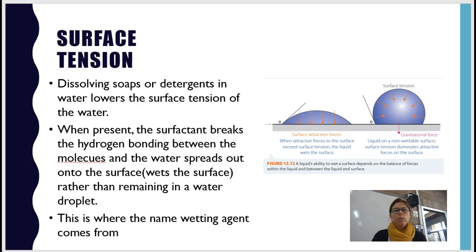So here, when we dissolve those soaps or detergents into the water, it lowers the surface tension. What actually happens is the surfactant, so the soap, that's another name for a soap or a detergent, breaks the hydrogen bonding between the molecules, and the water spreads out across the surface. So we call that a wetting agent.